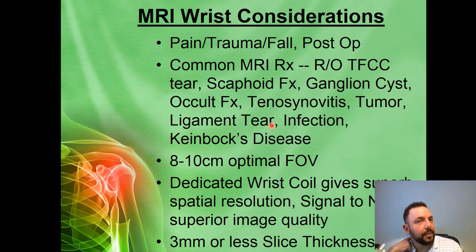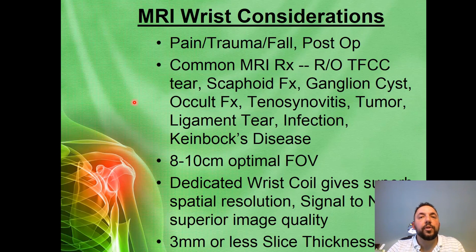We spend a lot of time in MR imaging the wrist. Often it's for pain or trauma or a fall or post-op. Common MRI prescriptions are to rule out a TFCC tear or a scaphoid fracture, ganglion cyst even, occult fracture, tenosynovitis, tumor, ligament tear. Very often there's infection, or we're going to identify and define Kienbock's disease.